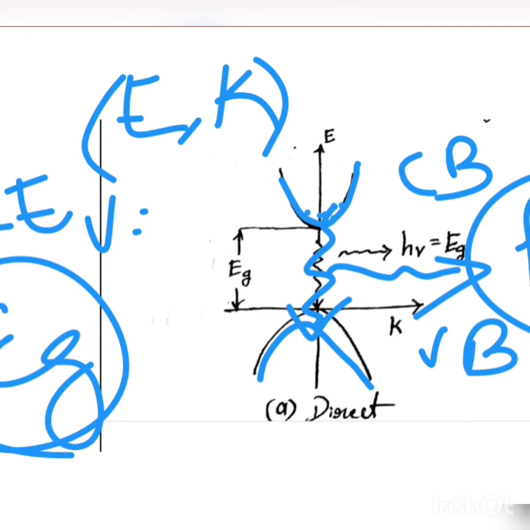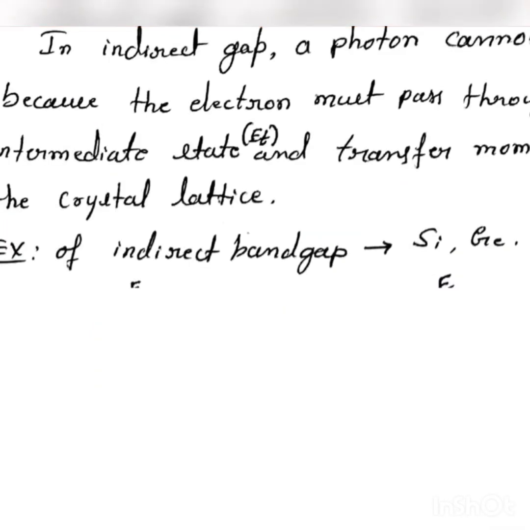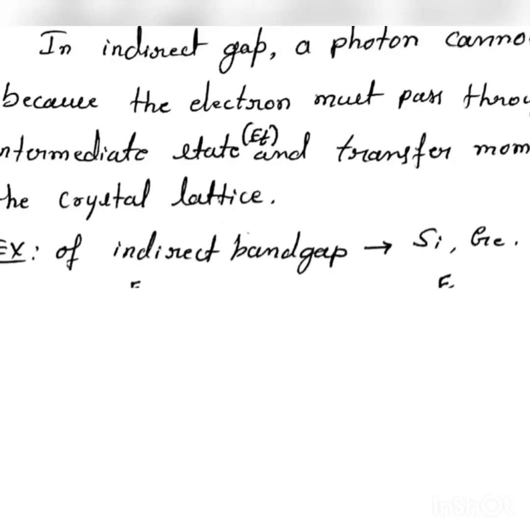For making an LED we should use semiconductors which have a direct band gap. Now coming back to the indirect band gap semiconductor. In an indirect band gap, the momentum of electrons in the conduction band and valence band are not the same. They are not at the same momentum.